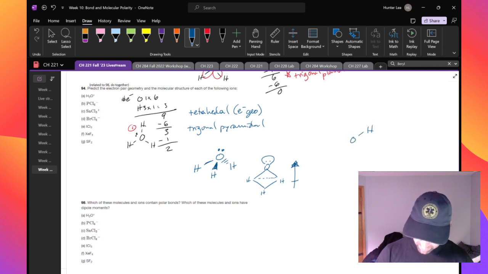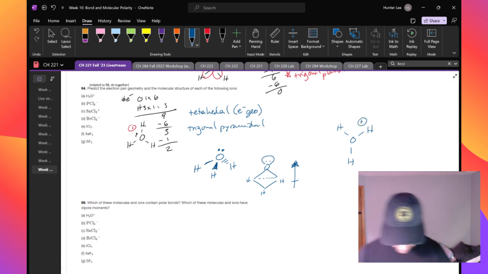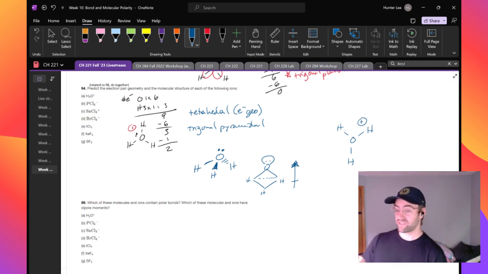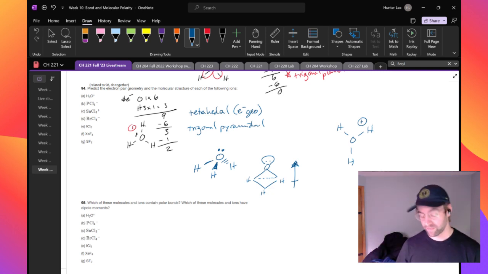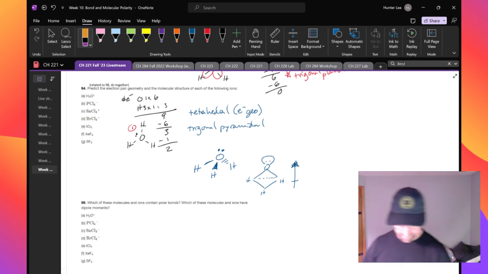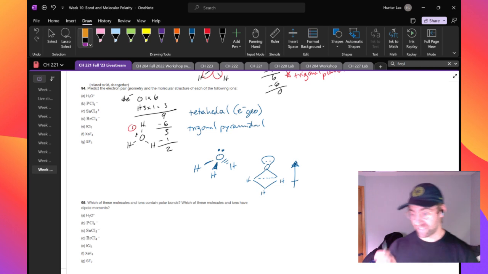Because if I had just drawn this and not accounted for that lone pair of electrons, you might say that this is trigonal planar, and you would be wrong. Doesn't exist. I really, really like that example.